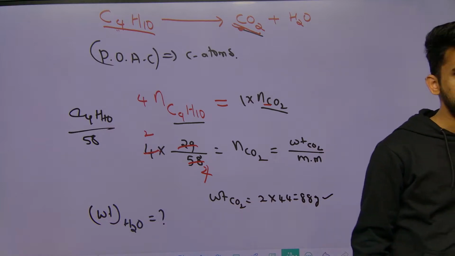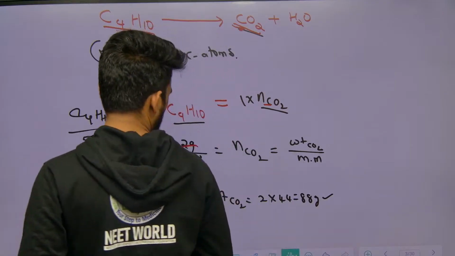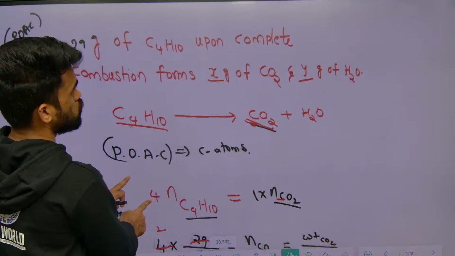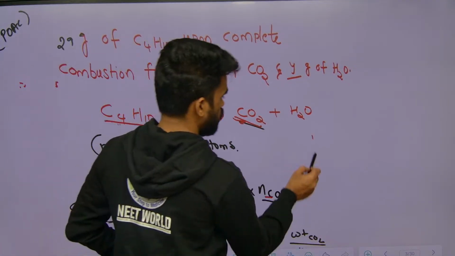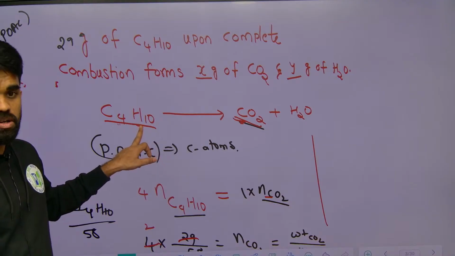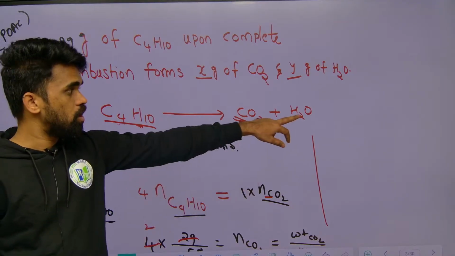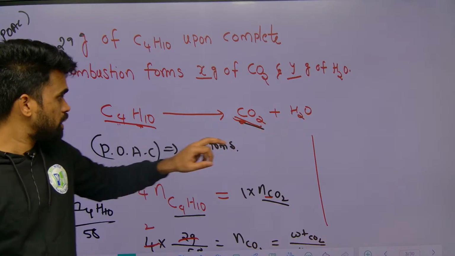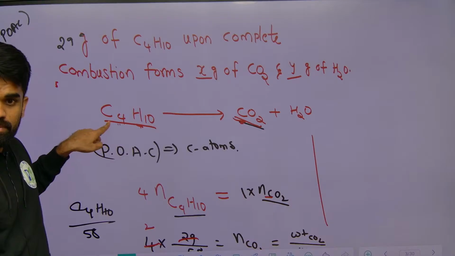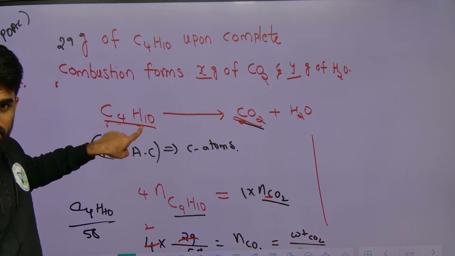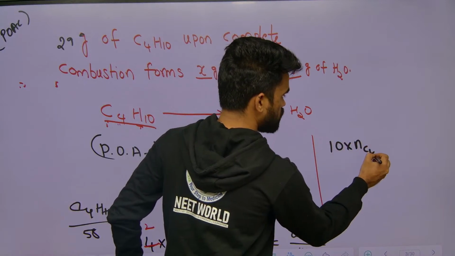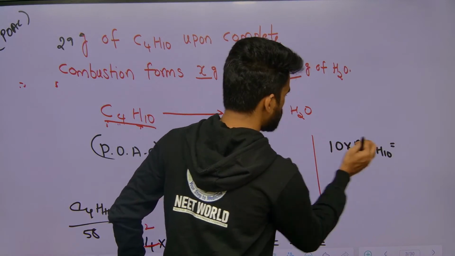Done? Okay, let's try. So this is a question now. No need of balancing again. How many hydrogens are there? Now we are talking about the water molecule. The water molecule needs hydrogens. Hydrogens are completely coming from butane only. How many hydrogens? 10. So 10 into number of moles of butane, C4H10, equals this side.